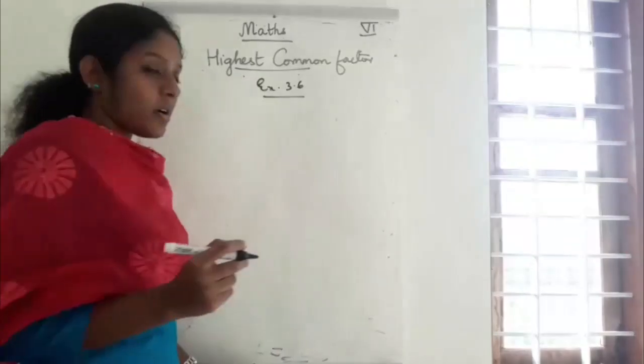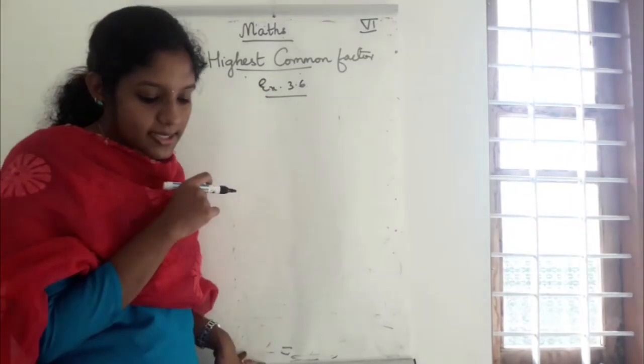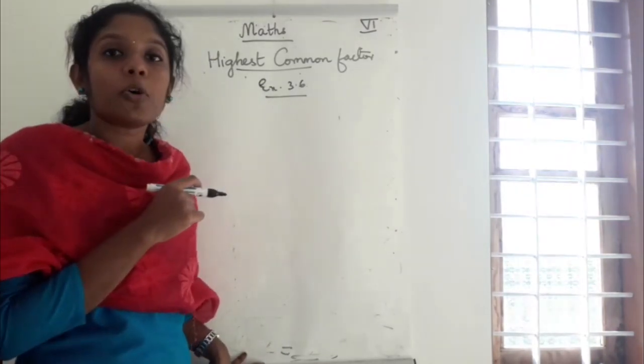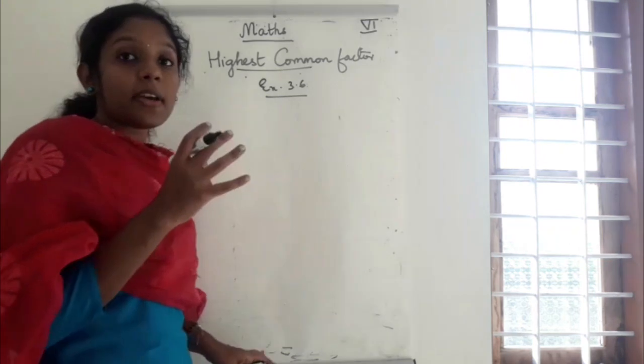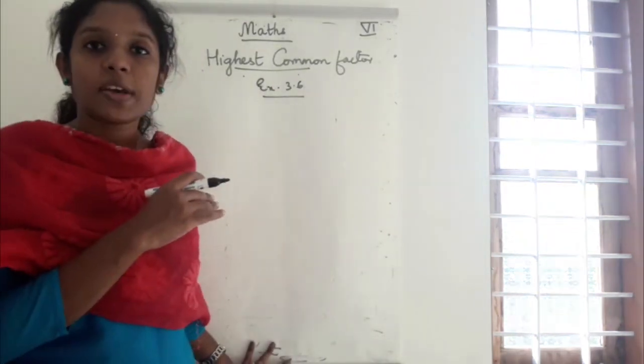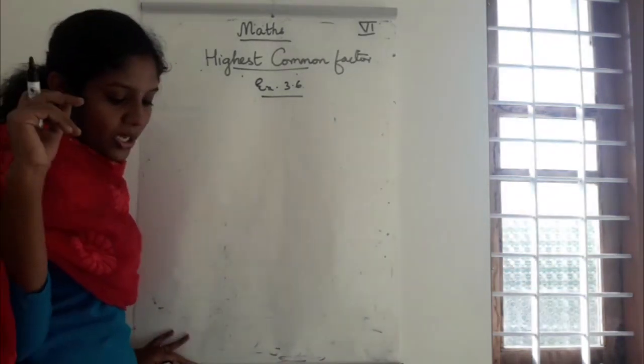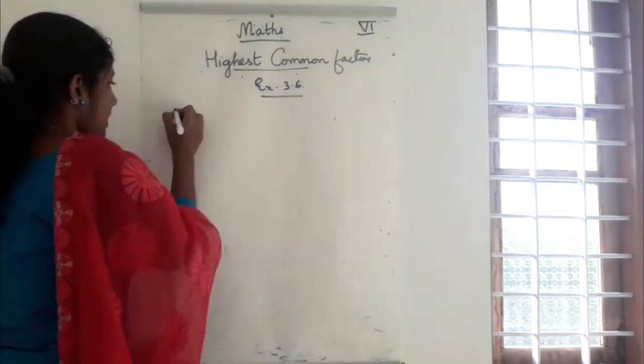Okay, children, we will move to exercise 3.6 from the textbook. The first question is, find the HCF of the following numbers. You are given a number of questions, but as you know, we cannot do every question in the video class. We will be doing 2 or 3 examples. So first, I am going to do question G from your textbook.